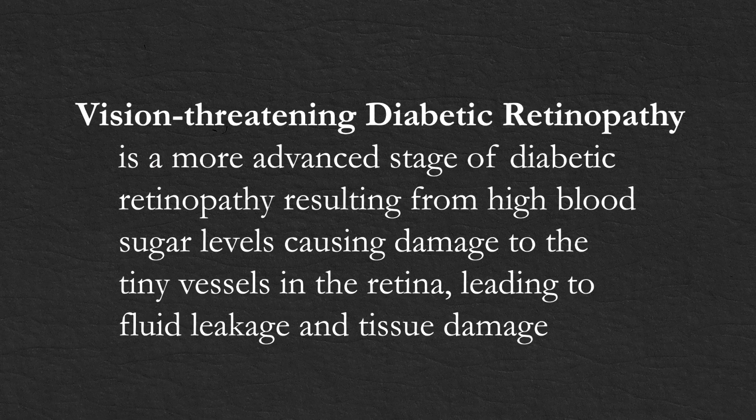Vision-threatening diabetic retinopathy is a more advanced stage of diabetic retinopathy, resulting from high blood sugar levels causing damage to the tiny vessels in the retina, leading to fluid leakage and tissue damage. The retina loses the ability to react to light, producing a decrease in the visual field, leading to blindness.